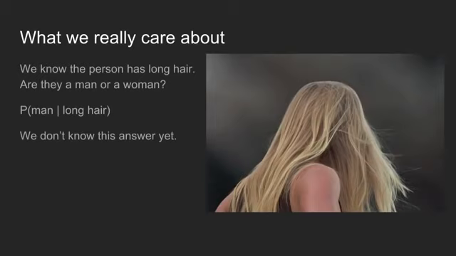Now, this last concept finishes our foundation. We can get to what we really care about. We know that this person has long hair. What's the probability that they are a man or a woman? This is a conditional probability, but it's the reverse of the one that we know. And we don't know how to answer this yet. So, this is where Thomas Bayes comes in. He noticed something really cool. You can calculate the joint probability that someone is a man and has long hair using the formula we saw before. And you can also calculate the joint probability that someone has long hair and is a man.